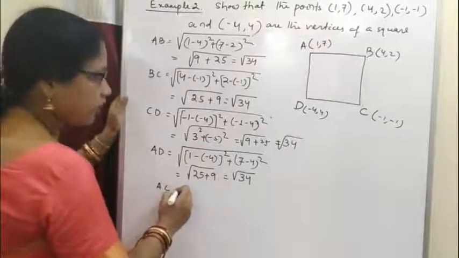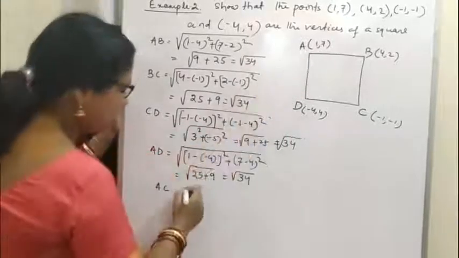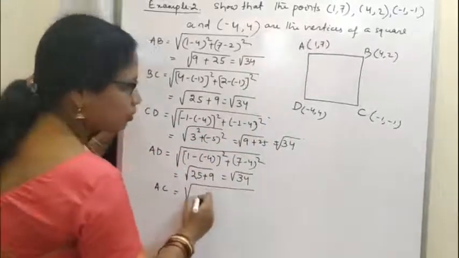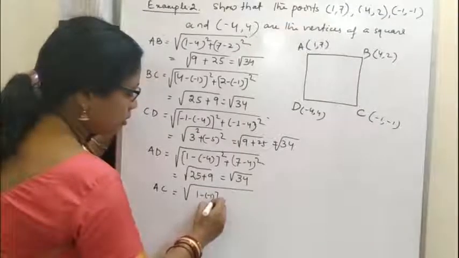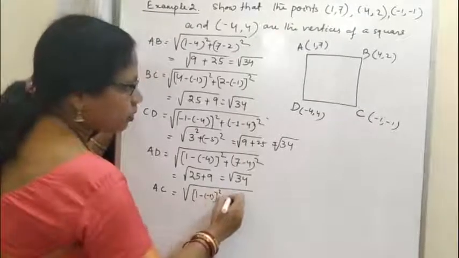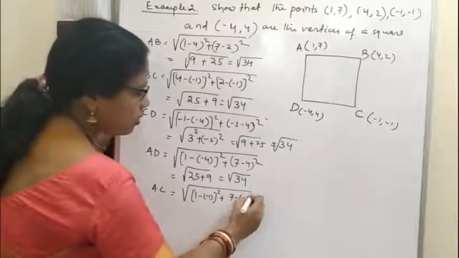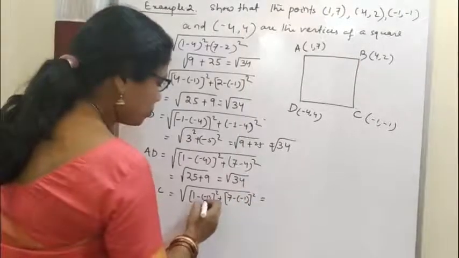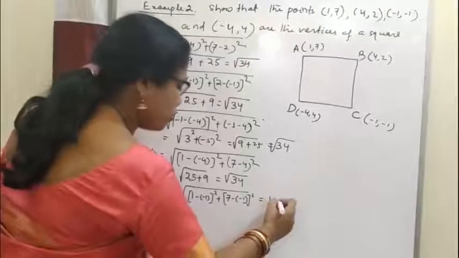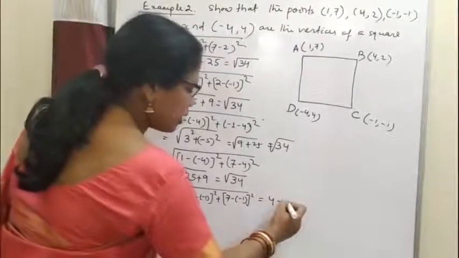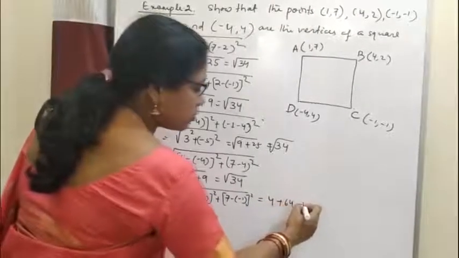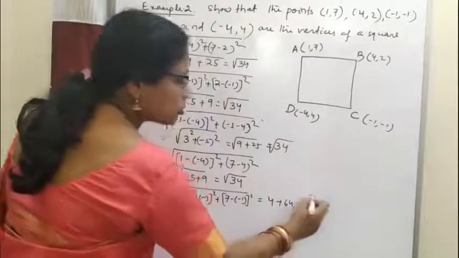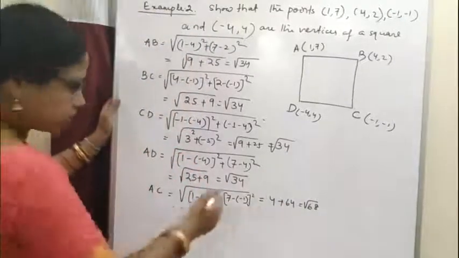So we have to find AC. AC is the square root of (1 minus -1) whole square plus (7 minus -1) whole square. So this is equal to 1 plus 1, 2 square, 4, plus 8 square, that is 64. So this is equal to the square root of 68.